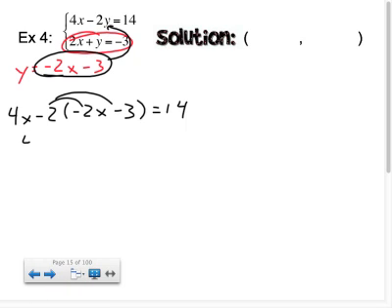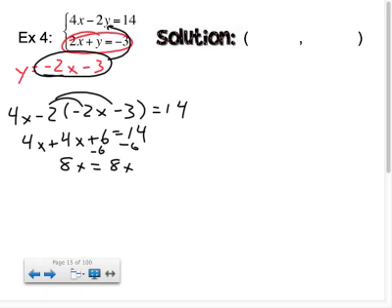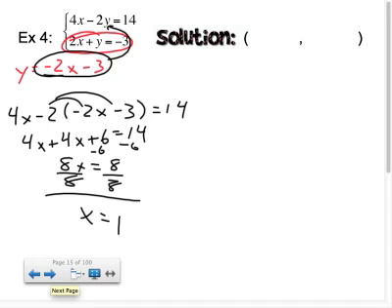Distribute, so I get 4x plus 4x plus 6 equals 14. 4x and 4x makes 8x. I'm just going to go ahead and subtract my 6 to make life a little bit easier. I shouldn't have an x on the right hand side. So I get 8x equals 8. Divide both sides by 8, x equals 1.